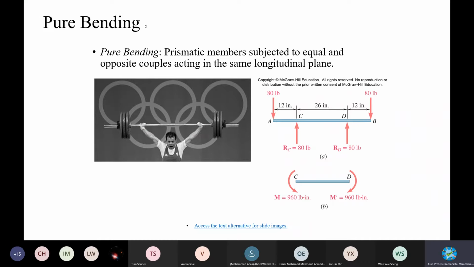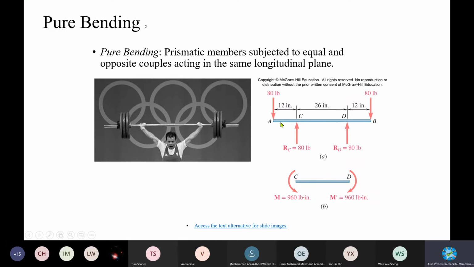These are things you might have done in your dynamics, but we are going to work together with the bending stress. Pure bending: prismatic members subjected to equal and opposite couples acting in the same longitudinal plane. If it is a prismatic member, what is a prismatic member? The cross section is the same all over, right? The cross section is the same from start to end of the beam. If it is a 10-meter beam, it should be similar from start to end. Then it's a prismatic member subjected to equal and opposite couples acting in the same longitudinal plane.